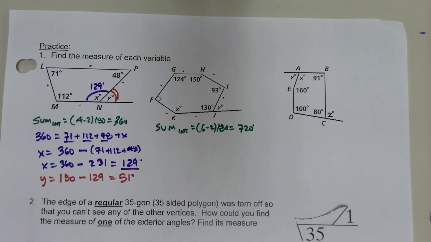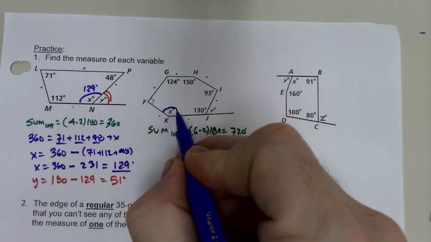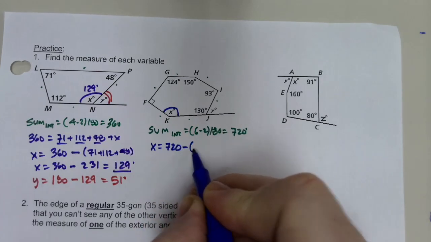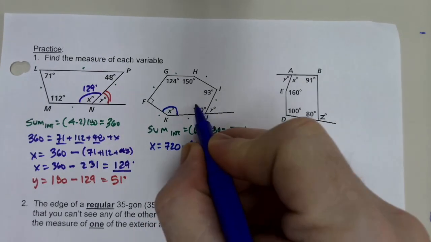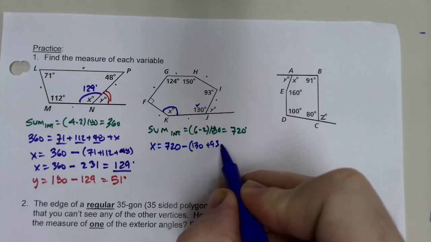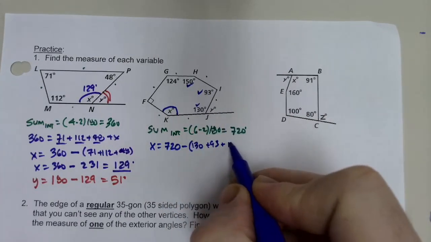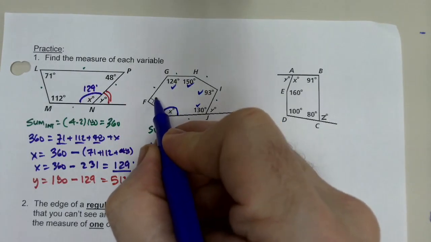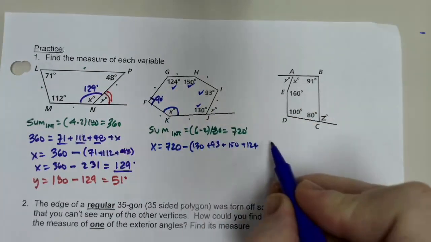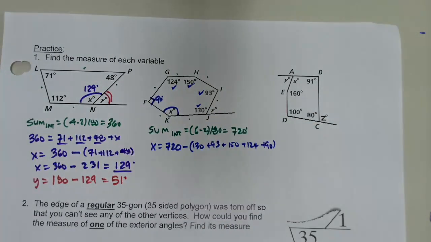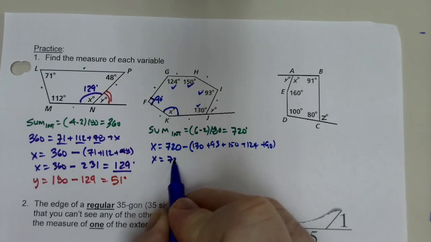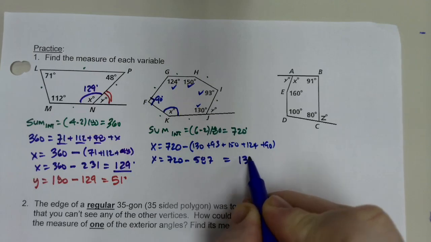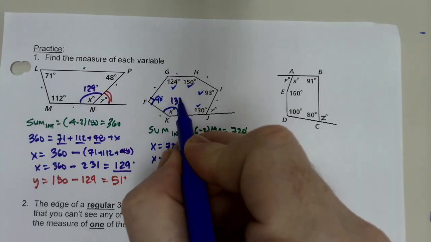That means to find the value of x, this interior one, we would have to take 720 and subtract all of these. The 130, the 93, the 150, the 124, and don't forget this guy right here is a right angle. It's 90 degrees. If you put that in your calculator, you'll get 720 minus 587, or 133 degrees for this guy right here.